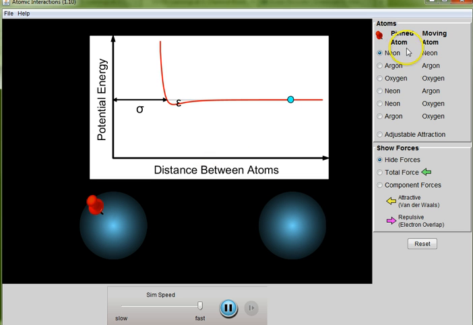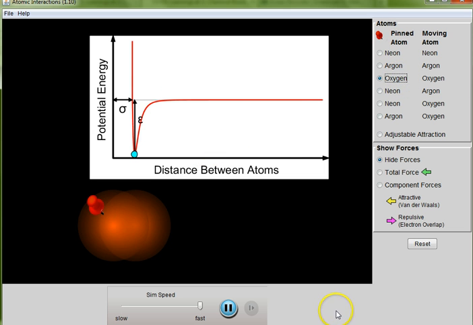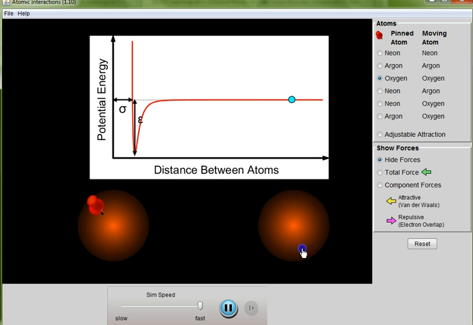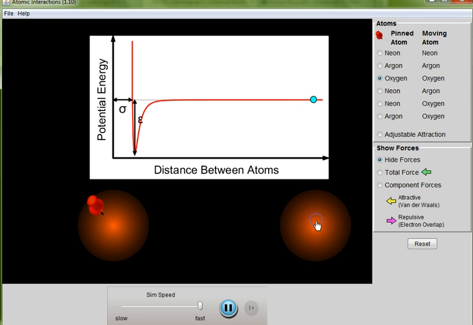Alright, first we'll do this with oxygen. The two atoms of oxygen are separated. This atom is pinned, it's fixed. You can fix the other atom, it doesn't matter, you can select which atom you want to fix. In this case, oxygen is the fixed atom, and the other oxygen is movable. So let's start at this point.